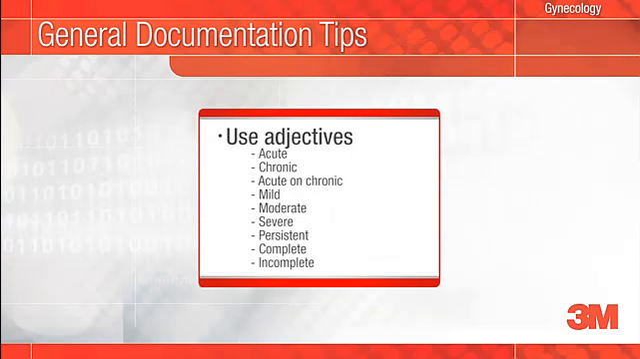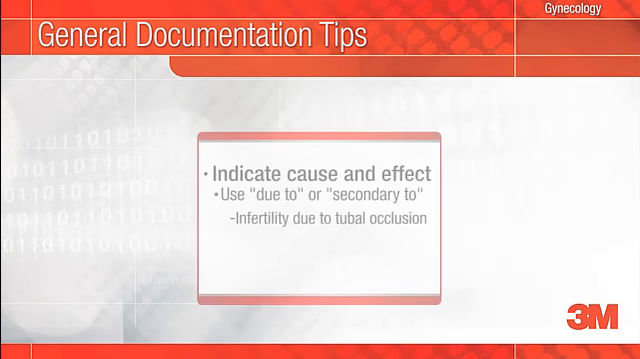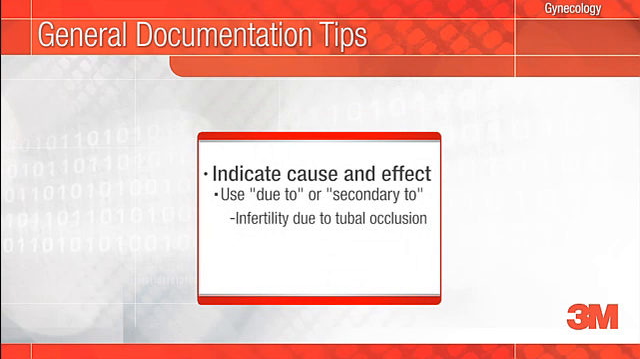Differentiate in your notes whether or not a condition is acute, chronic, or acute on chronic whenever appropriate. For example, document acute salpingitis instead of salpingitis, or complete uterine prolapse instead of simply uterine prolapse. Use due to or secondary to indicate cause and effect, and to record all conditions the patient may have, such as infertility due to tubal occlusion.